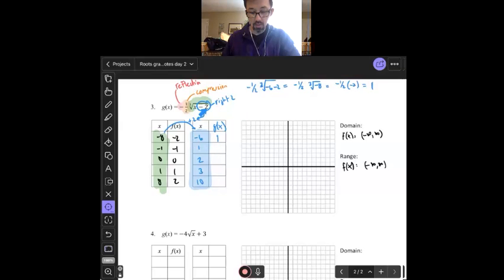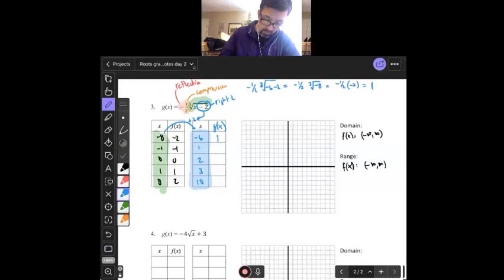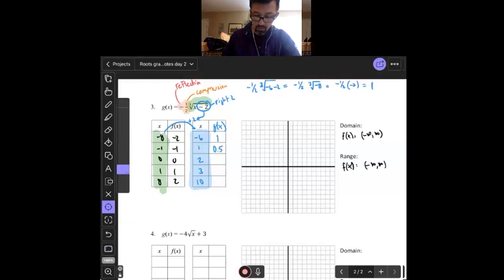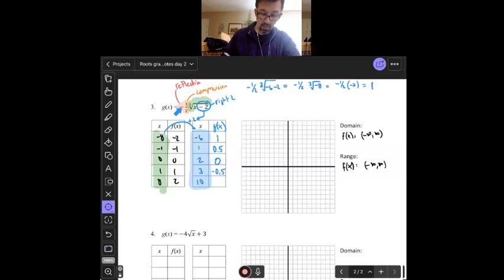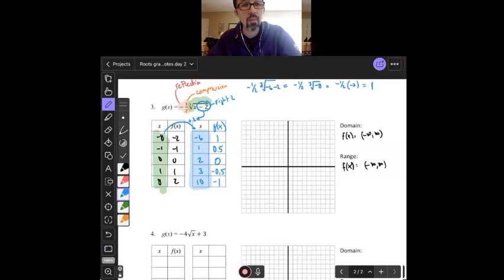1 minus 2 is -1. The cube root of -1 is -1. -1/2 times -1 would be +1/2. I'm just going to use 0.5. 2 minus 2 is 0. Cube root of 0 is 0. Half times 0 is 0. 3 minus 2 is 1. Cube root of 1 is 1. -1/2 times 1 is -1/2. So I have -0.5 there. Then 10 minus 2 is 8. Cube root of 8 is 2. Half of 2 is 1. -1/2 would be -1.